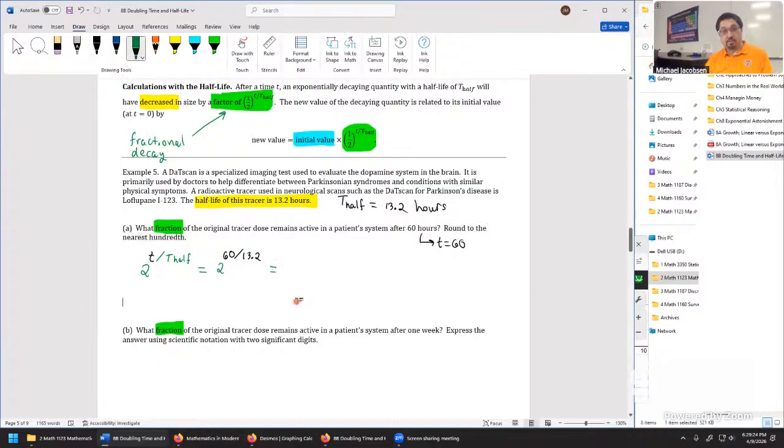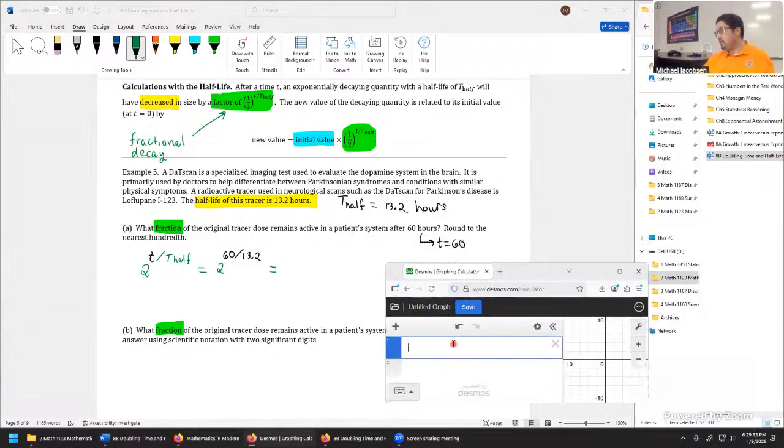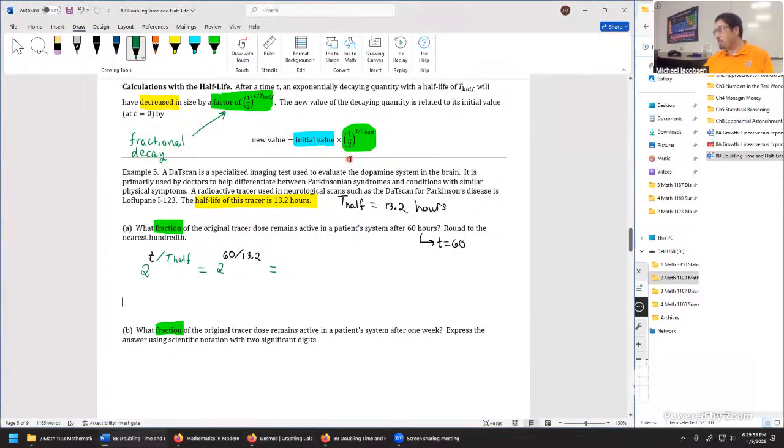So this fraction will tell us what is remaining after those 60 hours go by. So pretty fast computation. Let's throw this in. 2 to the power 60 divided by 13.2. So rounded to the nearest hundredth, this is 23, or excuse me, that's not quite right. That would have been doubling. Don't forget, I forgot one big part right here. Don't do as I did. Let me start over.